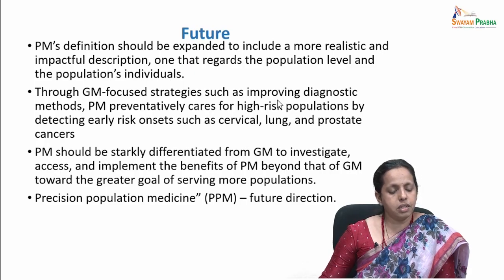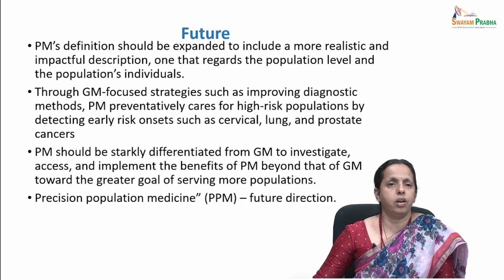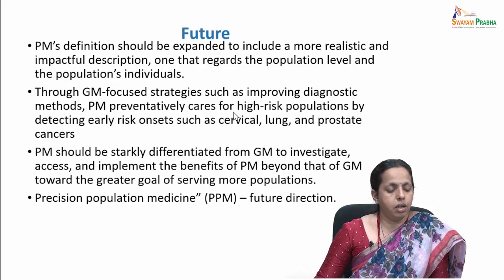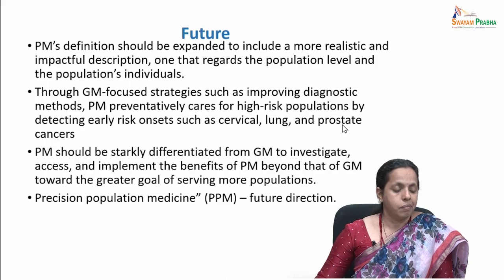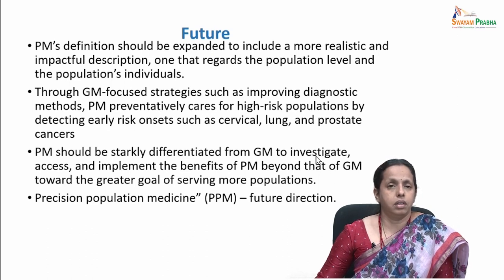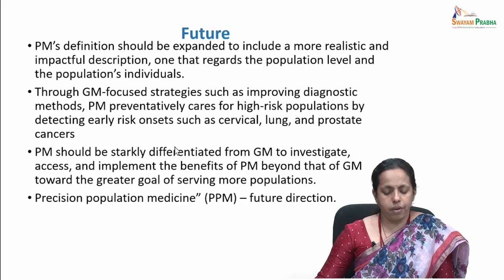Even though you have genomic medicine, with strategies such as improving your diagnostic methods, precision medicine should preventively care for high risk populations by detecting early risk onset such as cervical, lung, and even prostate and breast. Precision medicine should be starkly differentiated from genomic medicine, to investigate, access, and implement the benefits of precision medicine beyond that of genomic medicine, so that you can serve more population. How about naming it precision population medicine or precision population oncology, which could be the future direction where you have.